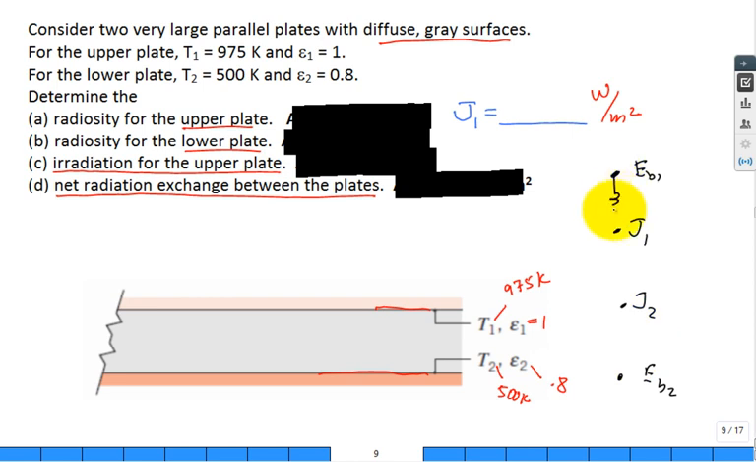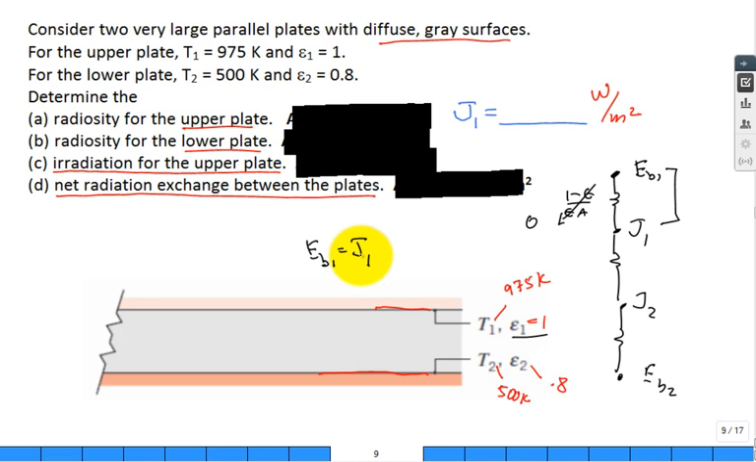And then what do we have? We have our resistors, resistors, resistors. We just talked about this, 1 minus epsilon over epsilon A. And if the emissivity of surface 1 is 1, what happens to this resistor? It goes to 0. What is the difference between EB1 and J1? 0. They're the same. They collapse. So EB1 is equal to J1.